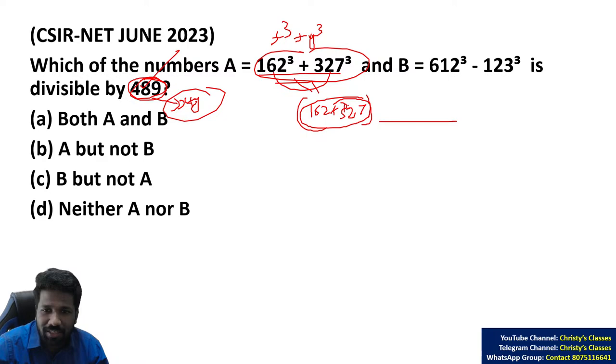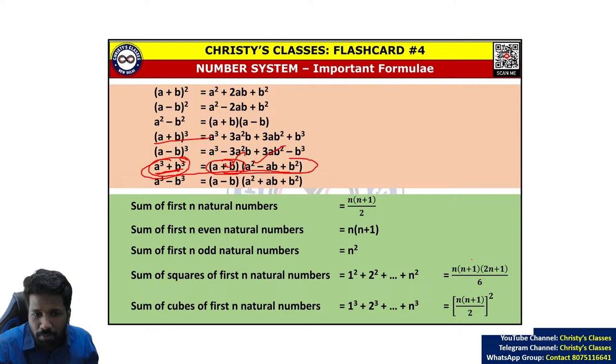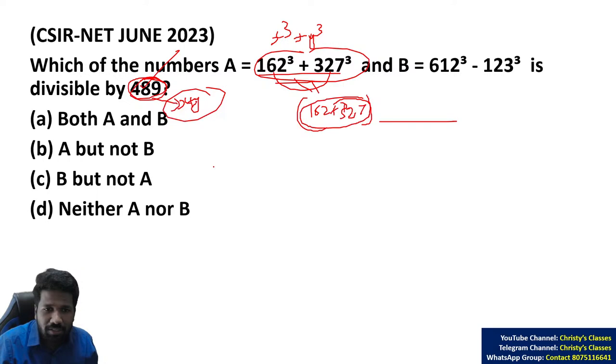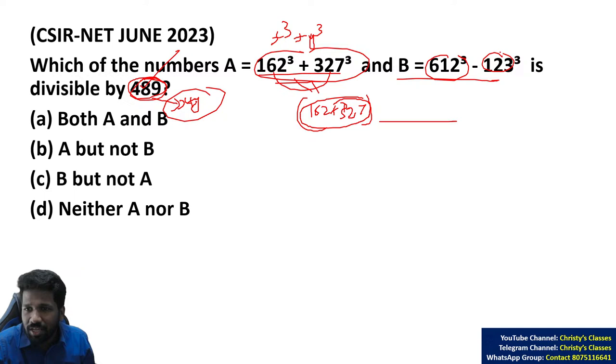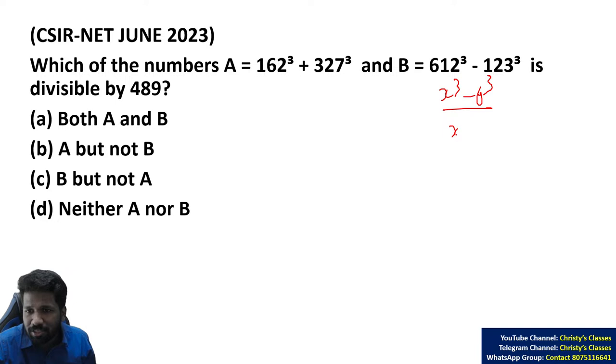Yes, it is divisible because we already know that a cube plus b cube is (a plus b) into (a square minus ab plus b square). A square minus ab plus b square is not relevant here. A plus b ek factor hai na? All of you understood this. Same way, what you can say about the other? Ye 612 aur ye 123 ka difference hai na, 489. Or in other words, the question is asking, given x cube minus y cube, is it divisible by x minus y?